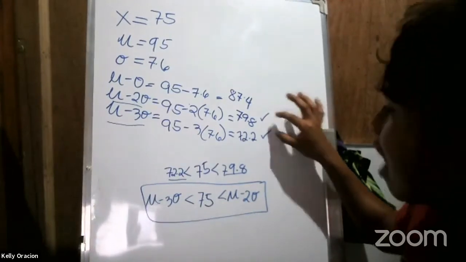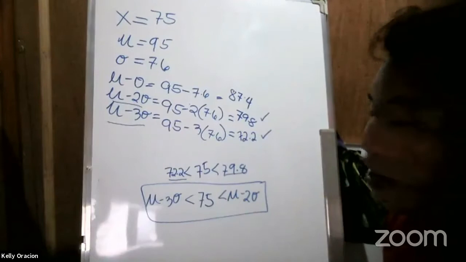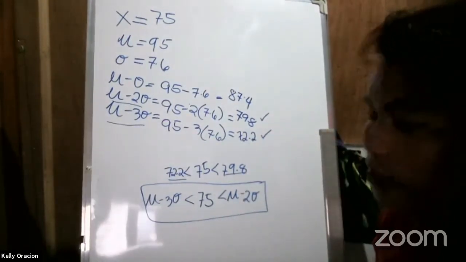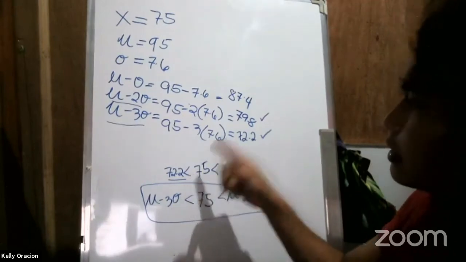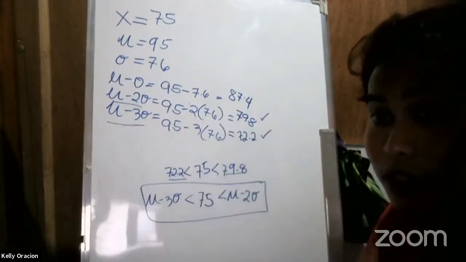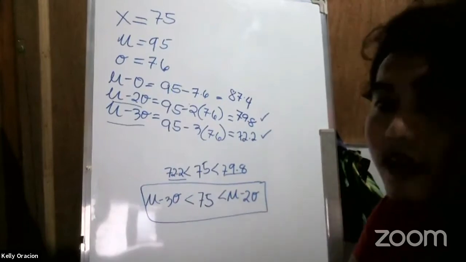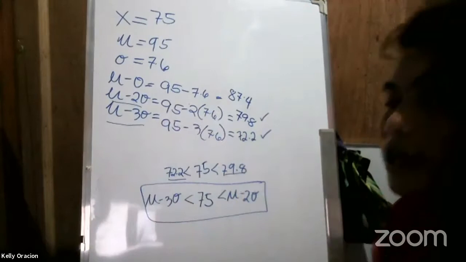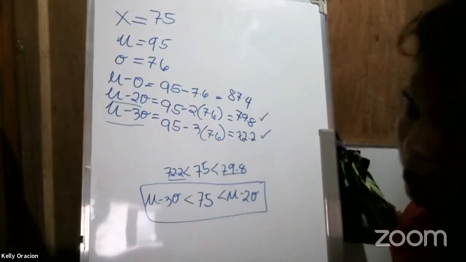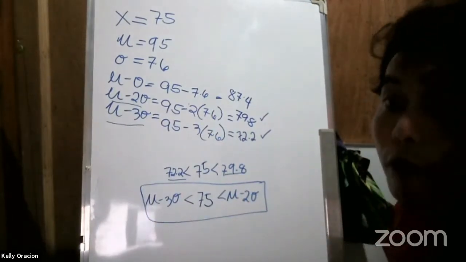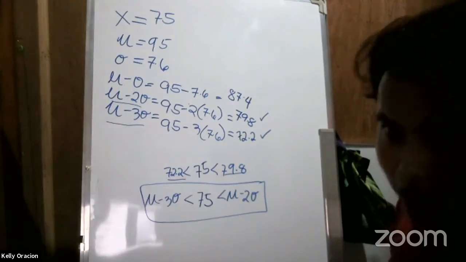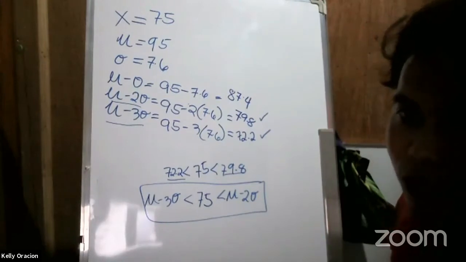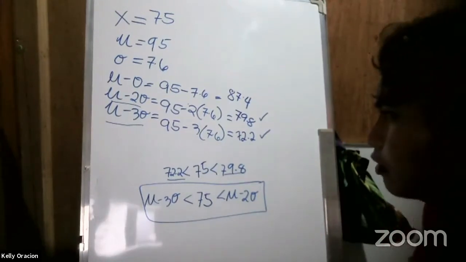This is the basis of our answer. These numbers are our basis for our answer. 72.2 is 3 standard deviations below the mean. Then 79.8 is 2 standard deviations below the mean. So this is our answer for our problem. Kindly write it first before we proceed to our next example.